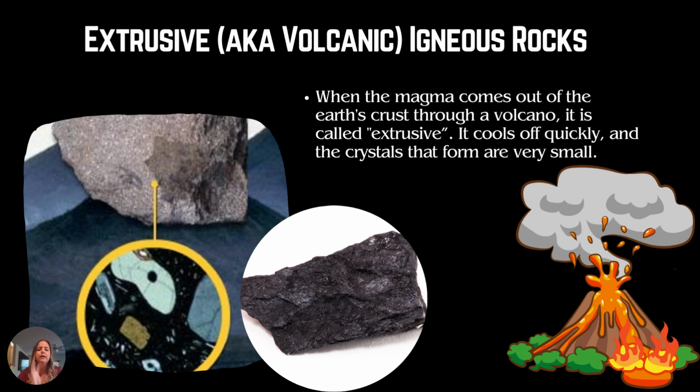But here we're getting our fine-grained rocks. So our typical extrusive igneous rocks are going to be fine-grained. Our typical intrusive or plutonic igneous rocks are going to be coarse-grained. Okay, so those are the two big differences in texture.